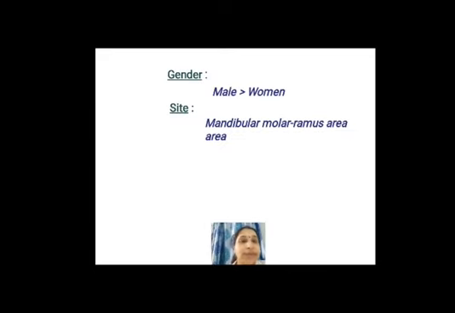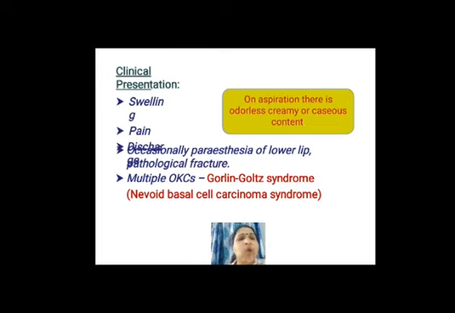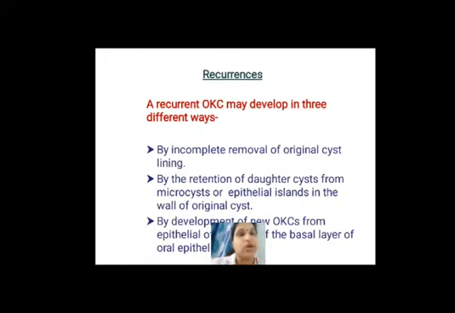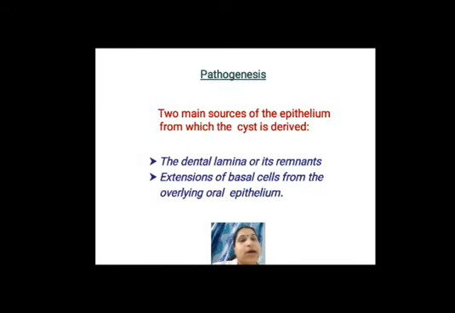And it's more common in males than in females. And mostly the posterior portion of the mandible is affected. And mostly it presents with pain and swelling. There is one syndrome which is very commonly associated with OKC, Gorlin-Goltz syndrome, also called bifid rib syndrome or nevoid basal cell carcinoma syndrome. And radiographically, mostly it will appear as a multilocular radiolucency, sometimes also as a unilocular radiolucency. And recurrence is very common with this cyst.